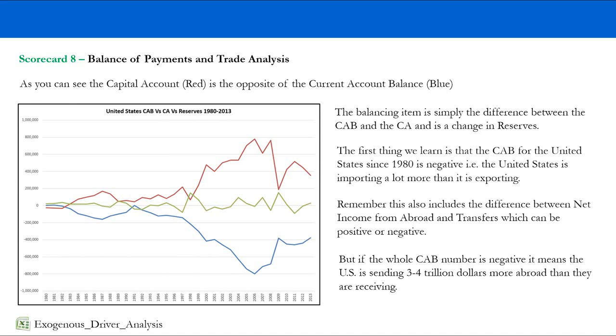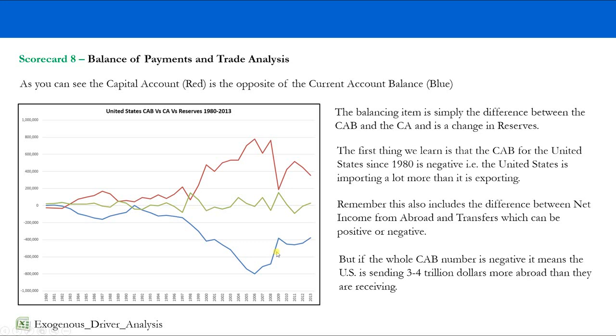What we've charted here is the United States balance of payments. And the way this is broken down is we have the capital account charted in red, and we have the opposite of the capital account, or what it's supposed to be in theory, the current account balance in blue. And you can see that the capital account is positive and the current account balance is negative.